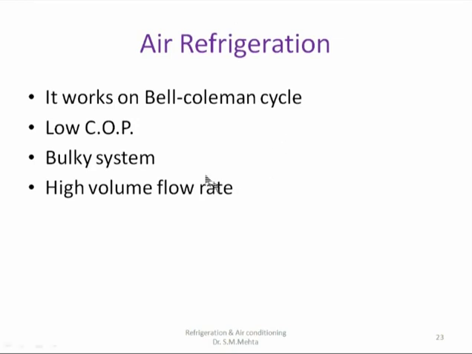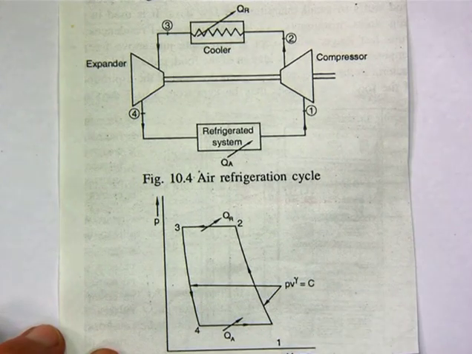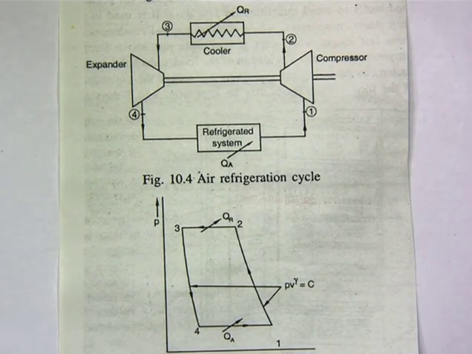It works on the Bell-Coleman cycle. It has a very low COP. It is a bulky system with a high volume flow rate. So let's see how it works. Working of the air cycle refrigeration system.